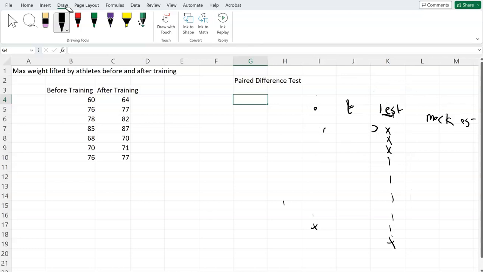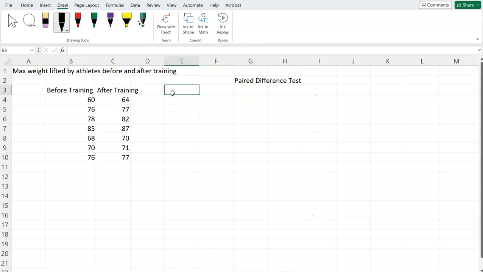Again, we're going to assume we don't know the population standard deviation, so we're going to use a t-test here, and using the t-test, we're going to use a certain formula. Since we said it's a paired difference test, let's look at this example.